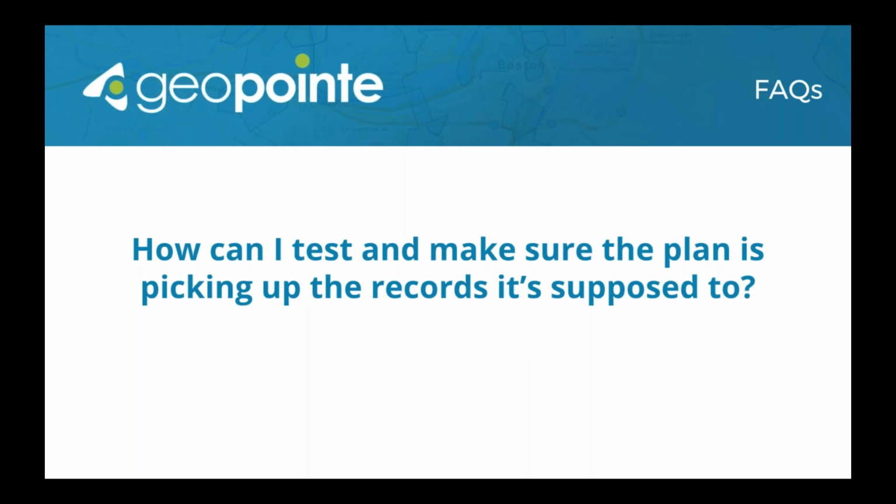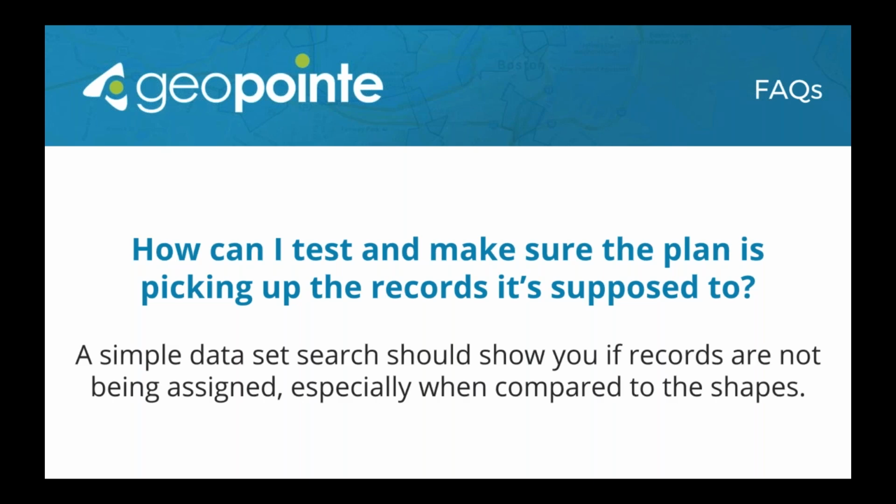How can I test and make sure the plan is picking up the records it's supposed to? You've got a couple of different options there. I would actually recommend that you do as much of that troubleshooting on the map as possible. You can look at, like we just did on the map, and check and see that you've only got one color of map pin inside of a shape. That's a good way to check it and make sure it's all working correctly.